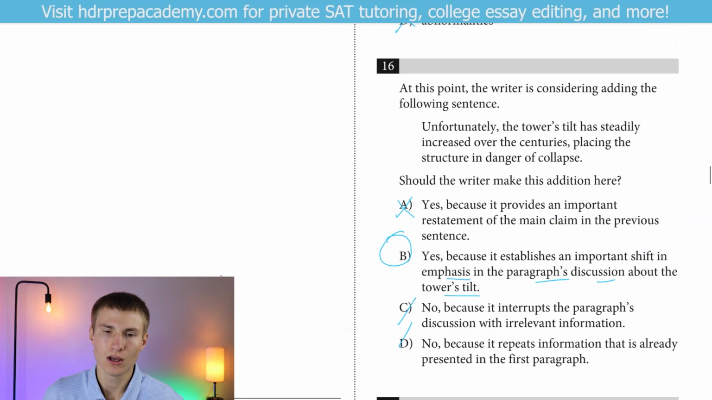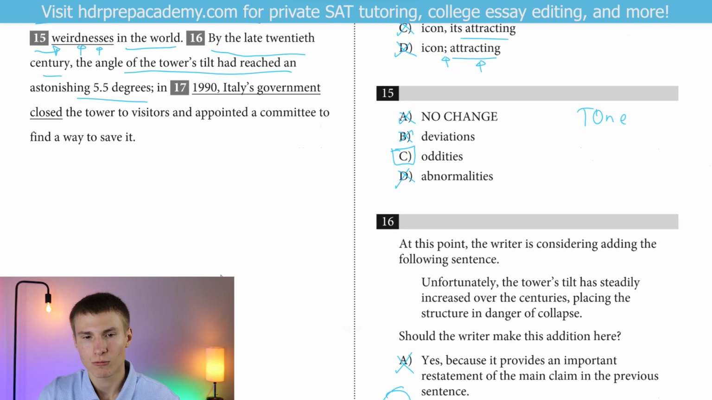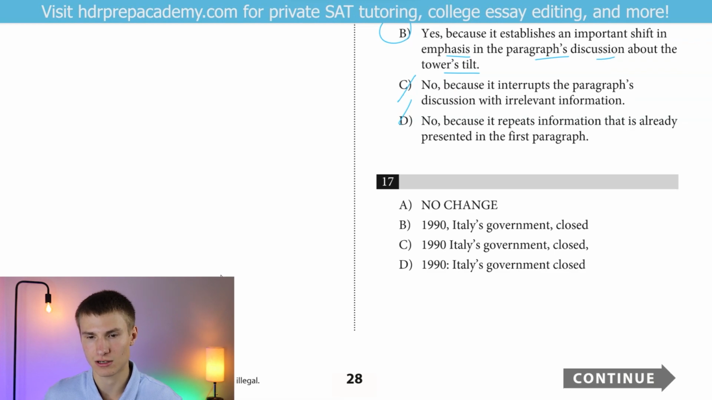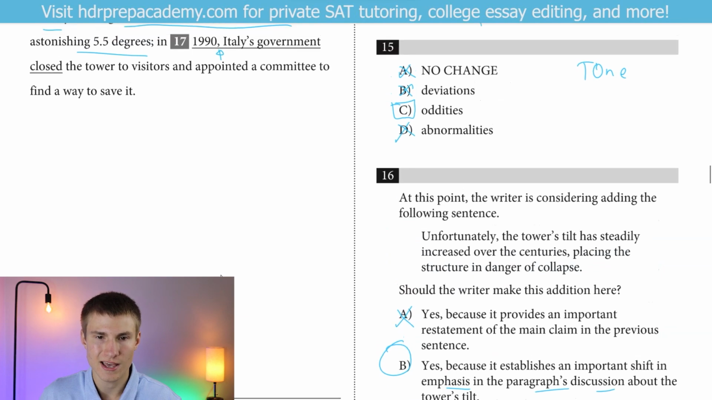All right, question number 7. One thing that we need to recognize immediately with 7: when we have "in 1990," that's saying "in" followed by a year, we have to have a comma after that. So any answer choice without the comma after 1990, we can get rid of. We can get rid of C. We can also get rid of D here. A and B both have that comma.